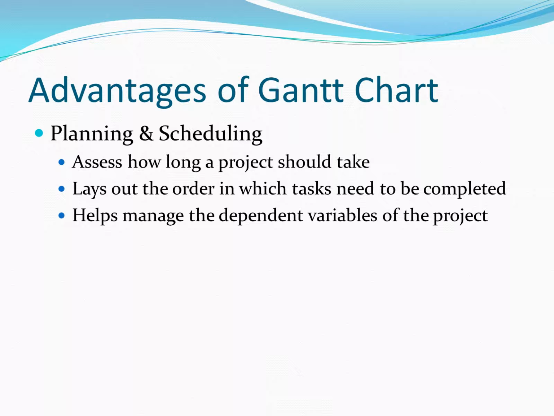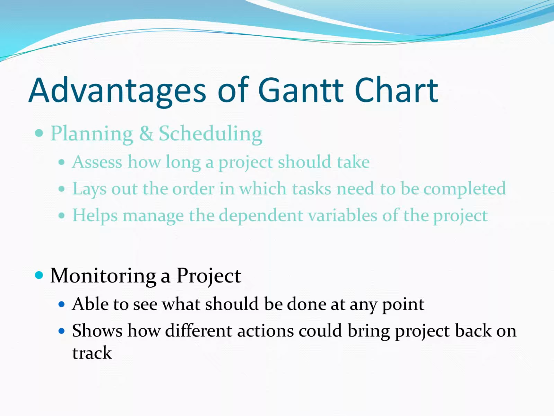So a few advantages of a Gantt chart. Obviously easy for planning and scheduling. You can assess how long a project should take. It lays out the order in which tasks need to be completed, and it helps manage the dependent variables of a project. When monitoring a project, you're able to see what should be done at any point in time. It also shows you the different actions that could bring a project back on track. So you can easily look, see what you're not on track on, allocate more resources to get that done, and bring your project back on time.